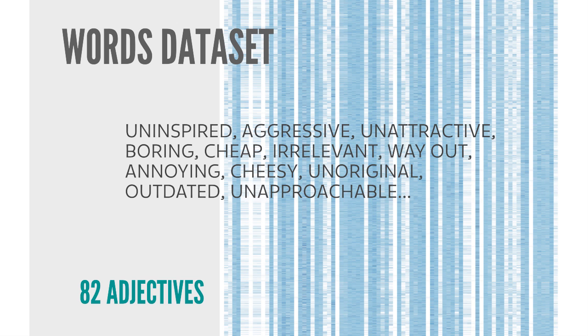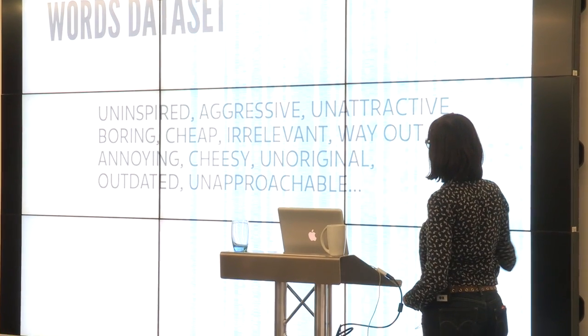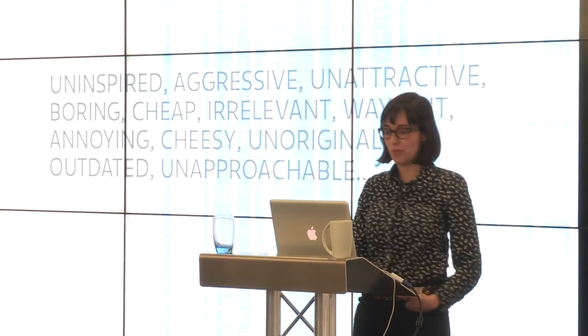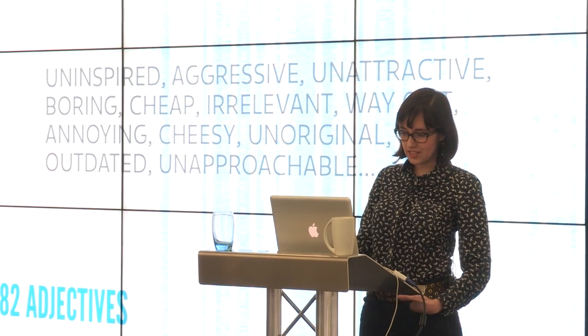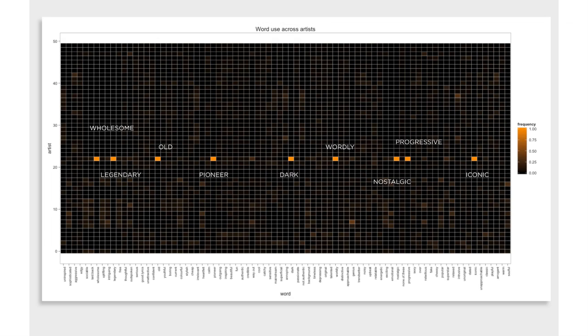So this is actually a not very sophisticated visualization of the word set. You have all the different entries, rows, by user per song, user ID. And each column is a word, showing whether the word was used or not and how many times. For instance, you have words such as uninspired, aggressive, unattractive, boring, cheap, irrelevant, way out, annoying, cheesy, unusual, outdated, unapproachable, etc. So 82 adjectives. And of course, there's lots of sparseness in this matrix.